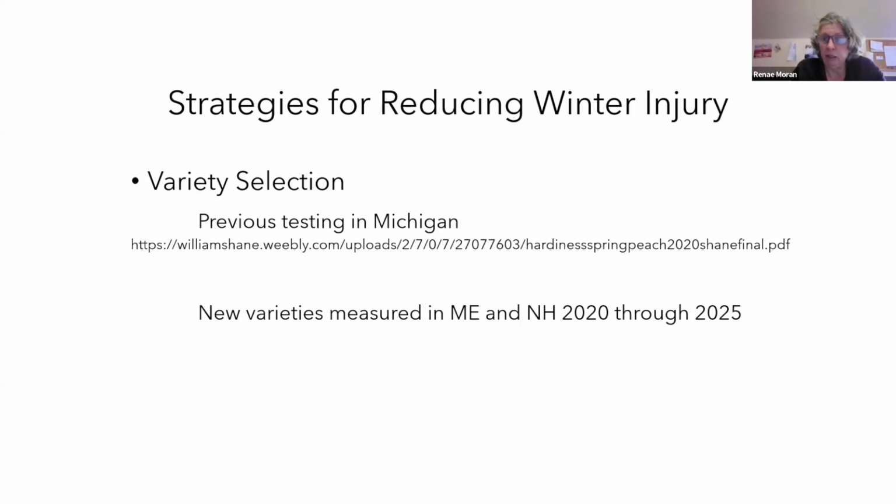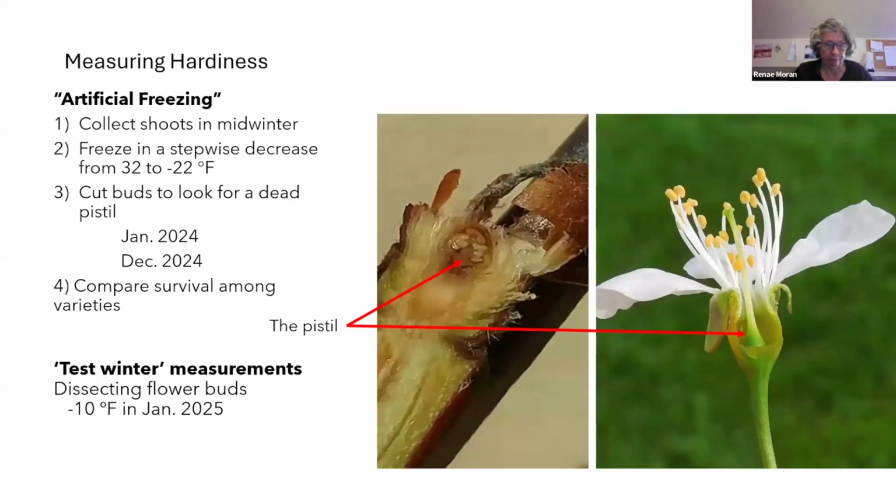But I'm focusing on two different collections of varieties, one in New Hampshire, which I've talked about before, and the new one in Maine, which I'm going to focus on today. I measure hardiness two different ways, similar to Jason, but I don't do the electrical conductivity. I use artificial freezing, where I collect shoots and put them in the freezer and expose them to different lethal and non-lethal temperatures, and then I cut the buds and examine the pistils inside the buds, looking for browning or green. And it's the pistil that's the part of the flower that develops into the fruit in peaches.